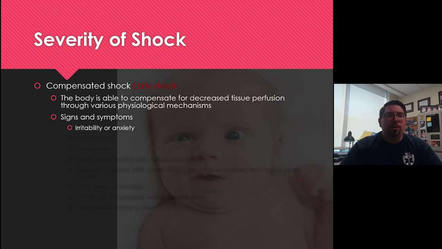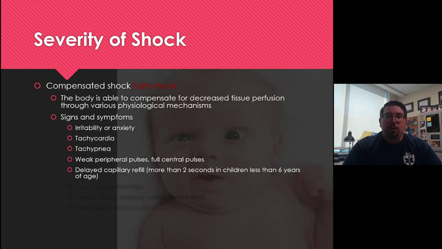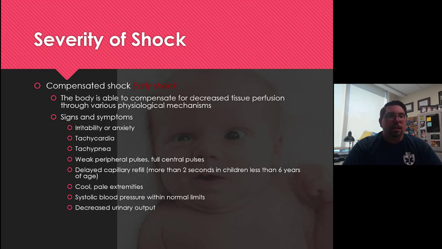Those signs and symptoms include irritability or anxiety, tachycardia, tachypnea, weak peripheral pulses or full central pulses, delayed cap refill, more than 2 seconds in children that are less than 6 years of age, cool pale extremities, and a systolic blood pressure within normal limits. And last but not least is a decrease in urinary output. Things like dry diapers, crying with lack of tears, sunken in orbits, or fontanels.